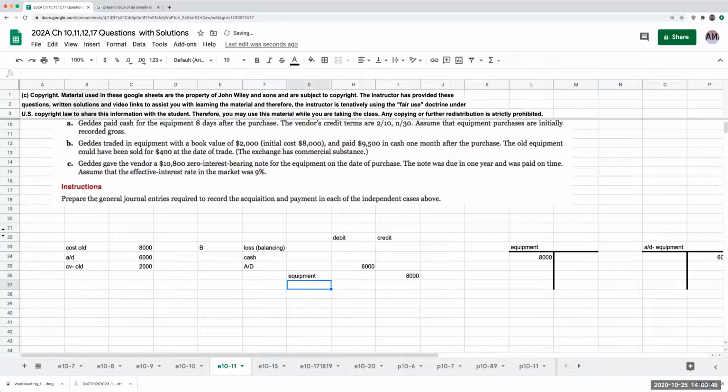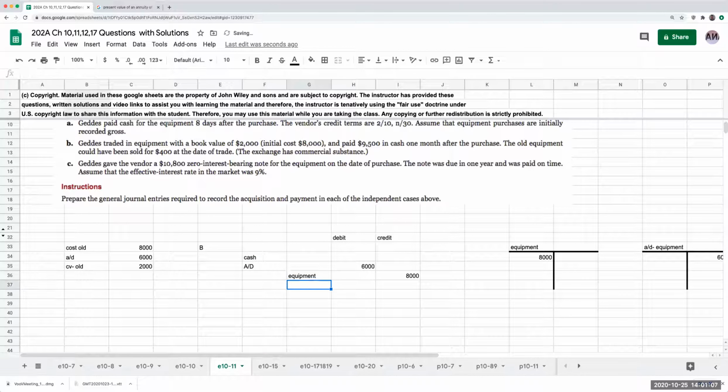And then over here, I would have a gain, balancing. So what you always want to do when you have one of these types of questions is take the old equipment off the books first, because that has to come off. So let's take a look at this over here. Let's go through the rest of this amount.